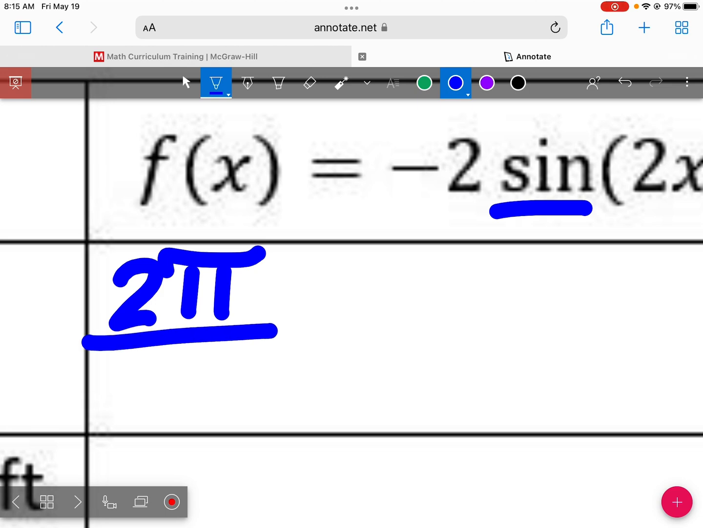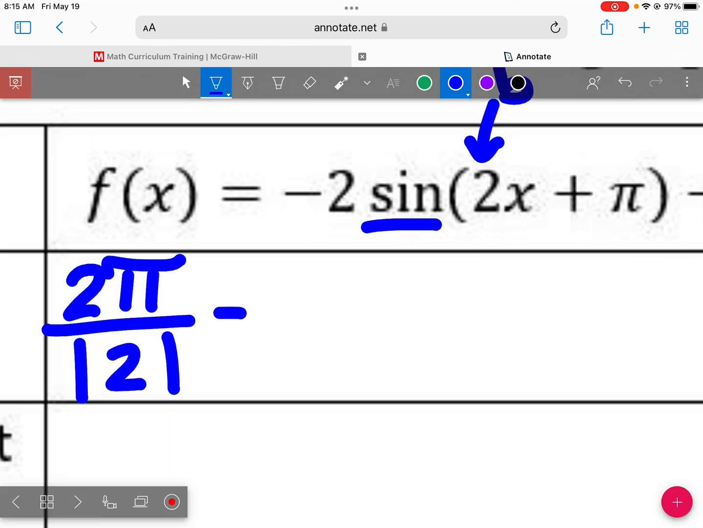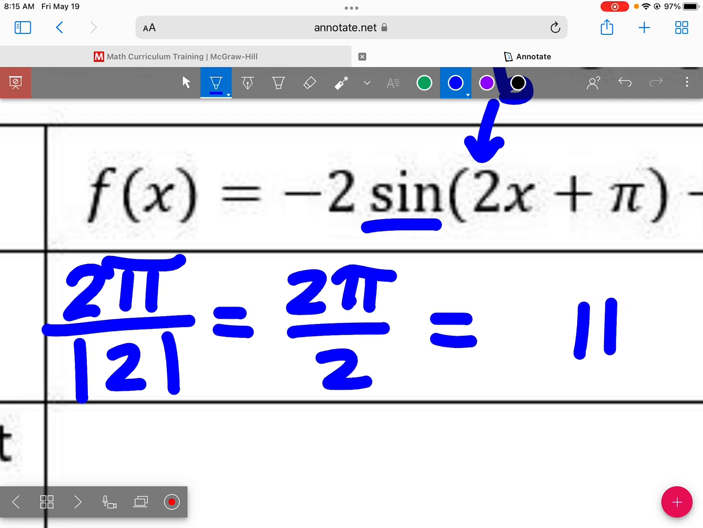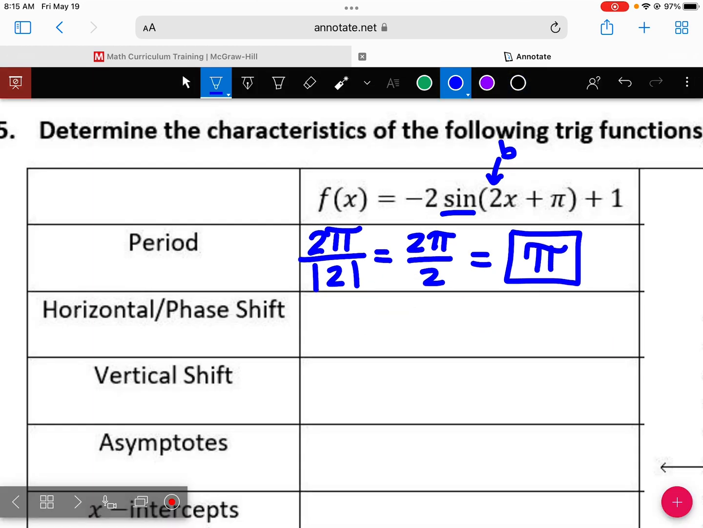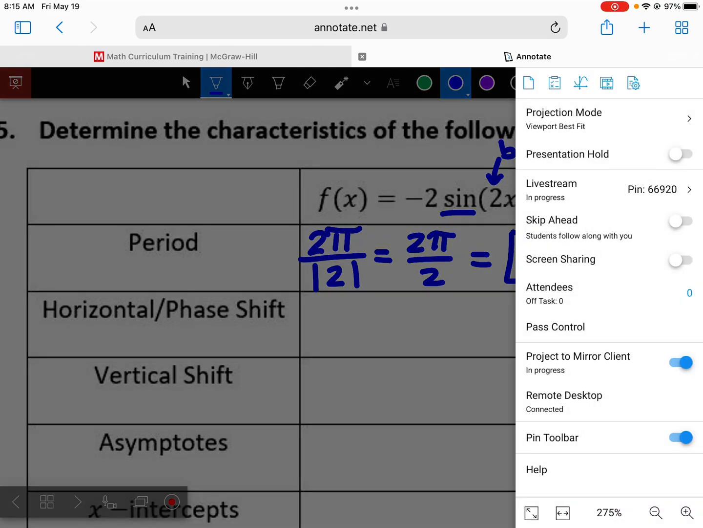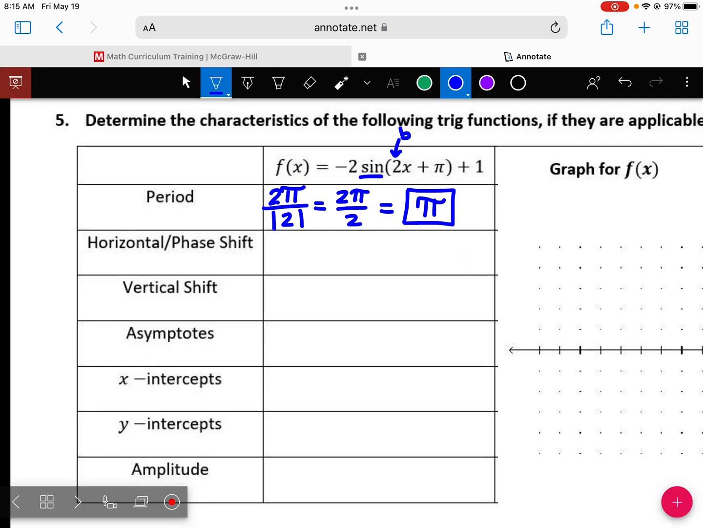We want to divide that by the absolute value of b. Where is b? That's the 2x. So we do 2 pi divided by 2. So the period for this is going to be pi. Useful information because, between this information and my left and right endpoints, that'll tell me what I need to count by on my x-axis.